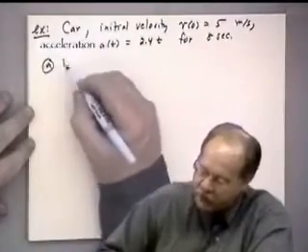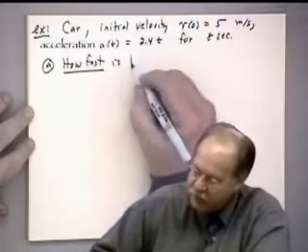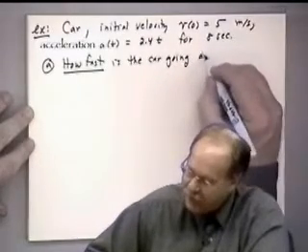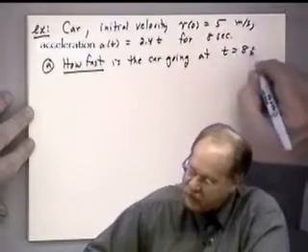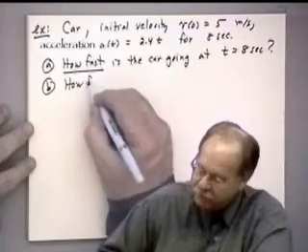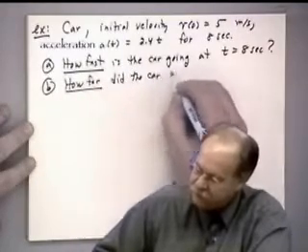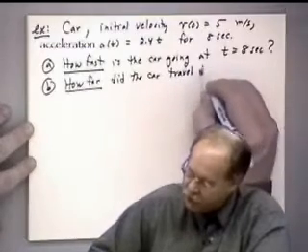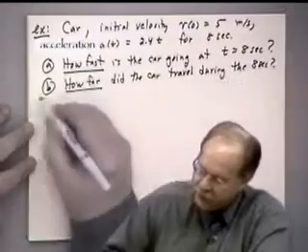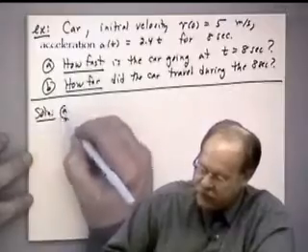Here are two questions. How fast is the car going at the end of this time, at t equals 8 seconds? And the second question is, how far did the car travel during the 8 seconds? So there are our two questions, and let's go ahead and look at how we might attack these.